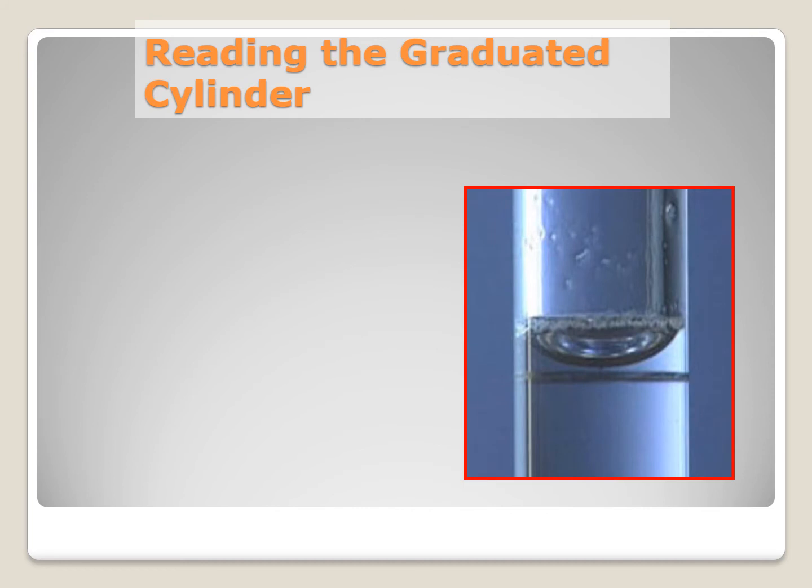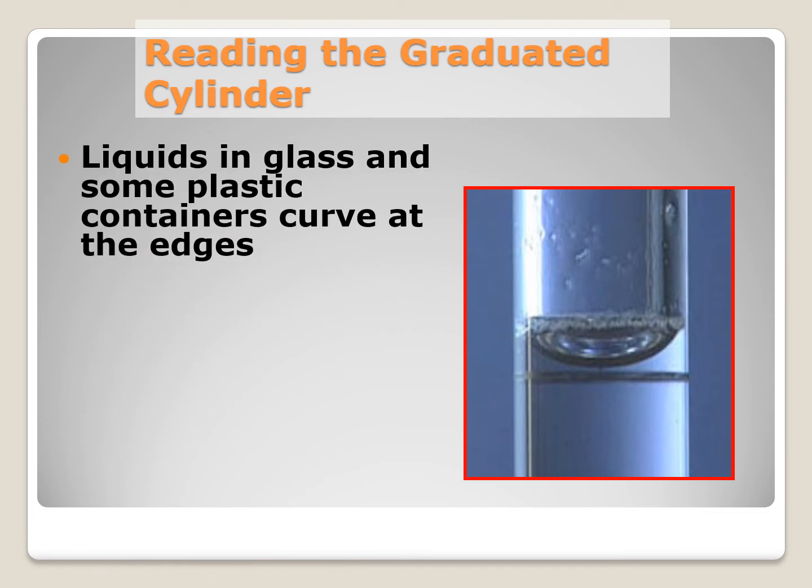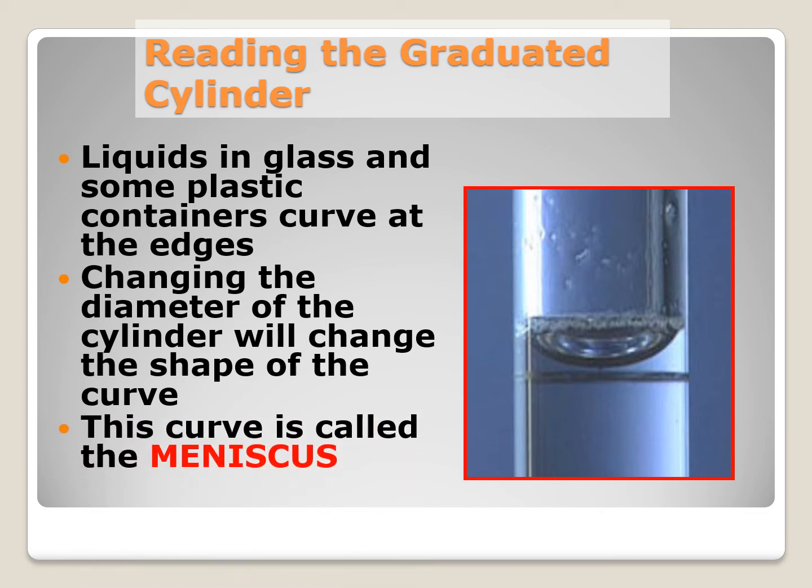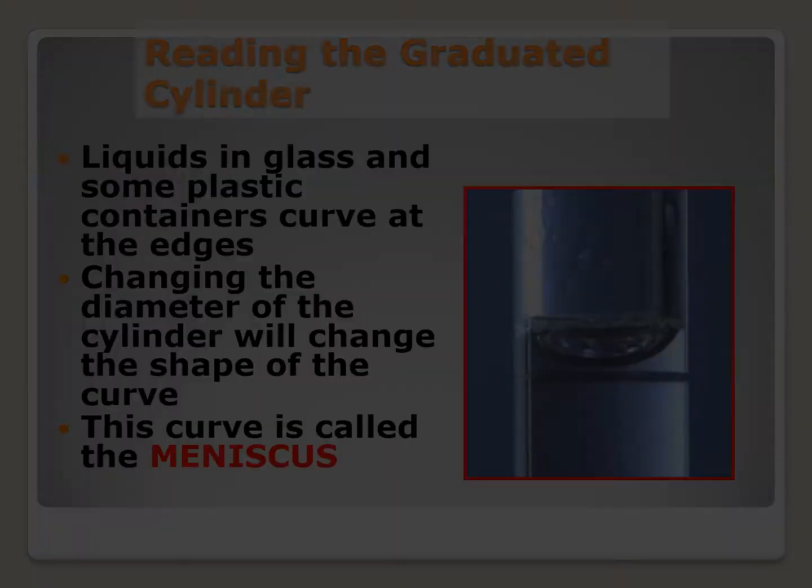Graduated cylinder, or the measuring cylinder. As you guys can see, this would be a liquid in a test tube. Liquid in glass and some plastic containers curves at the edges. Changing the diameter of the cylinder will change the shape of the curve. This curve is called the meniscus.